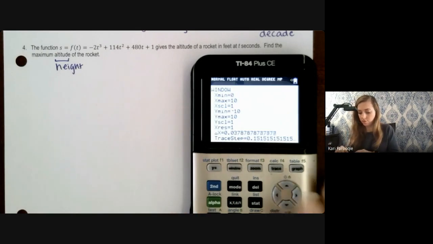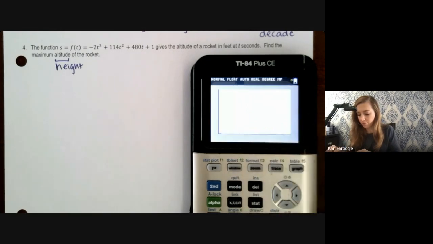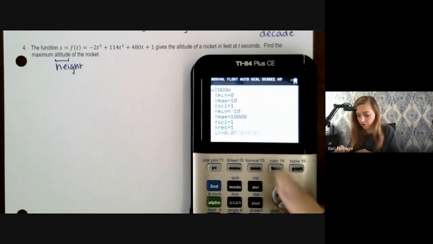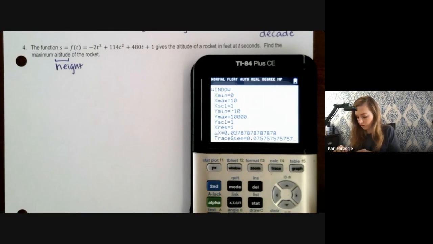Let's see. Well, we know we can't have negative time. A rocket is going upwards, so let's change our y max to 10,000. Technically, we don't really need the y min, but we'll keep it right there for now. All right, it's going up. We're going to have to increase what's happening on the x-axis. So let's make the x max 100 maybe. See what happens.